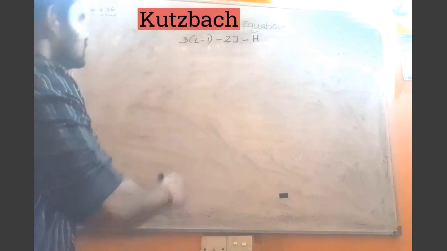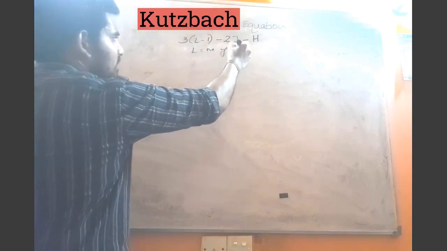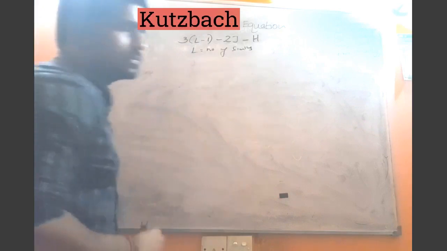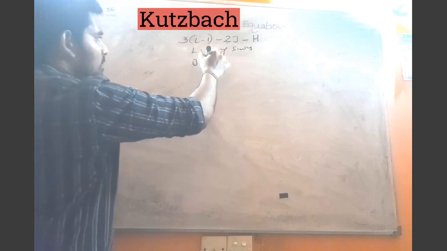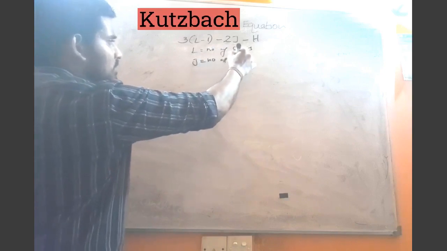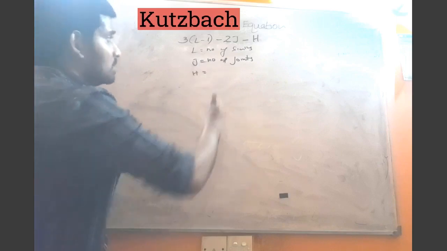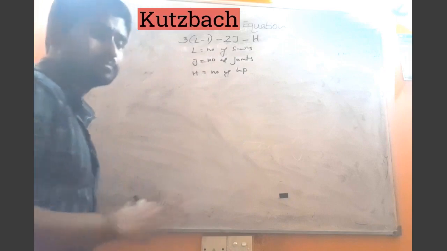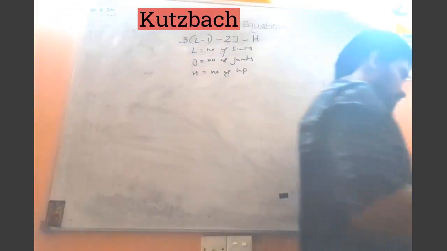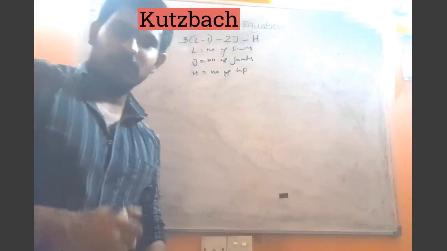Here, L stands for the number of links, J stands for the number of joints, and H stands for the number of higher pairs. So now let's see what a higher pair is. I will give you an example for a higher pair.